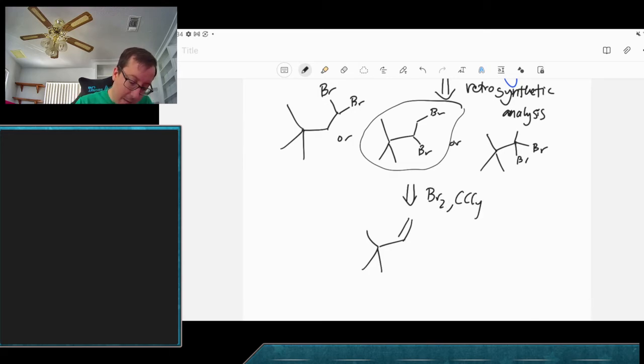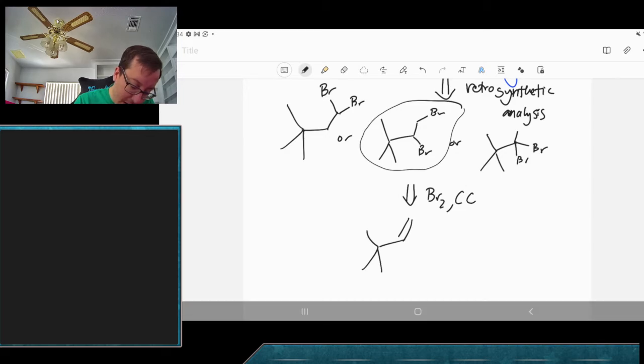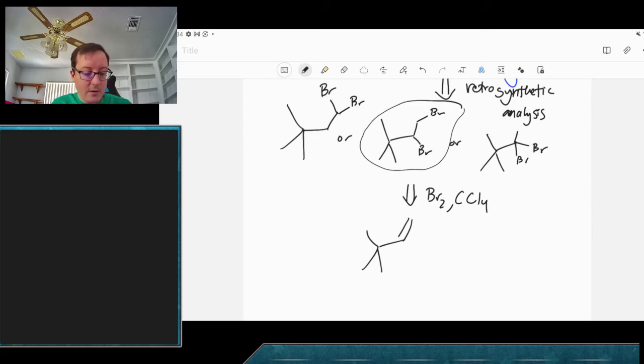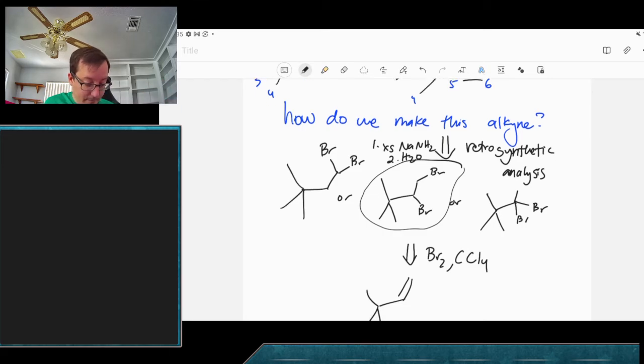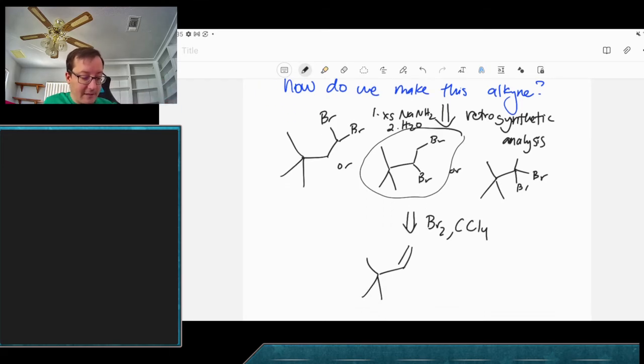So even though the arrow is going the wrong direction, we can still use our reagents and stuff on those arrows. So we're going backwards in terms of our synthesis route, but we're still going to put all those reagents there so we can see them for later. All right, so we've got our alkene now. How the heck do we get an alkene?